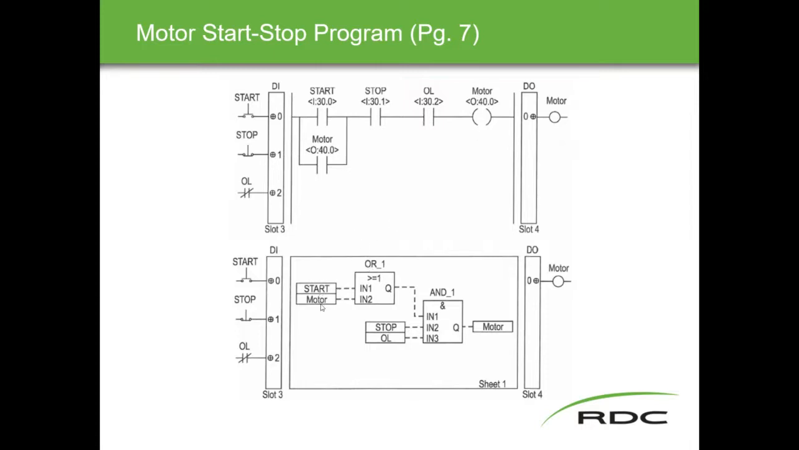So here we have the start and the motor. So we have an OR function. So start, motor. So in the ladder, this is OR, right? It can go this way or it can go this way. Second function is the AND, where we have the output from our OR, which would be sitting right here. So stop and overload. So if we have our OR true, and the stop is true, and the overload is true, then the motor's going to come on. So one of these is true, and this is true, and this is true, the motor's going to come on.